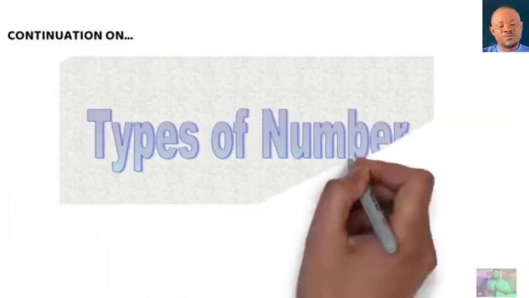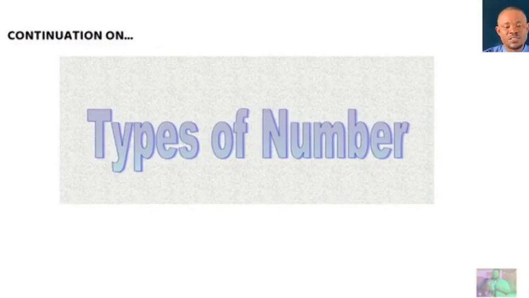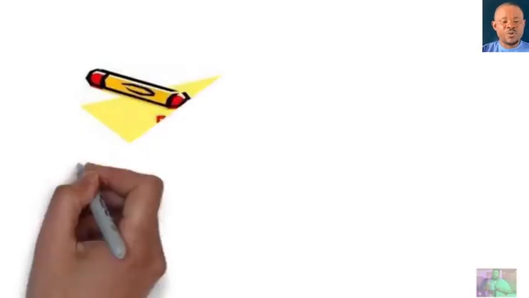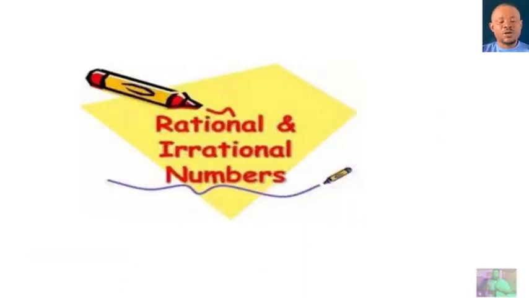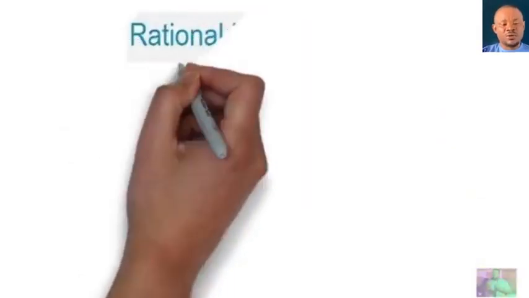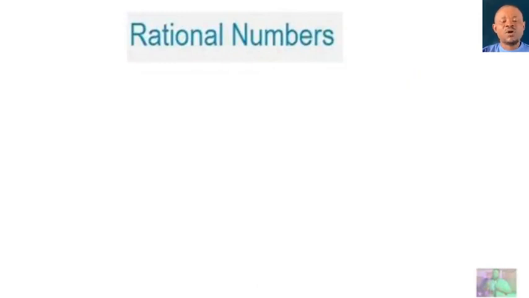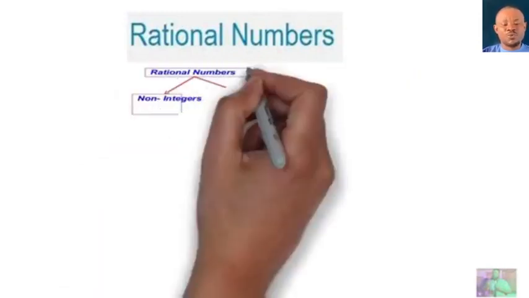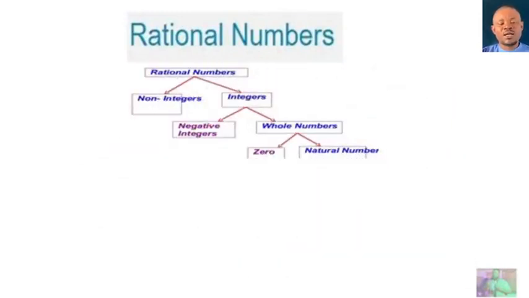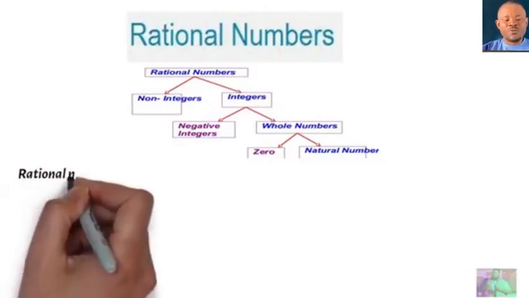It's a continuation of our work on types of numbers. We've done the first part, and this is the next part. So we'll go further and see what we have to learn today. Now we're talking about rational and irrational numbers. The word rational came from the word ratio. Any number that can be written as a common fraction is a rational number.